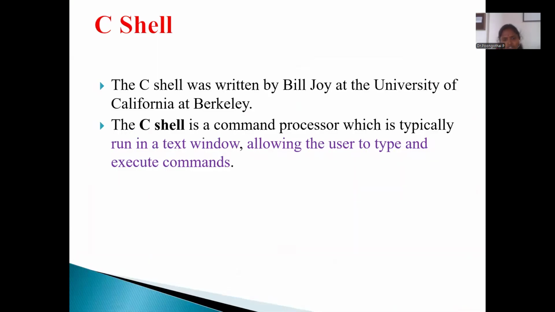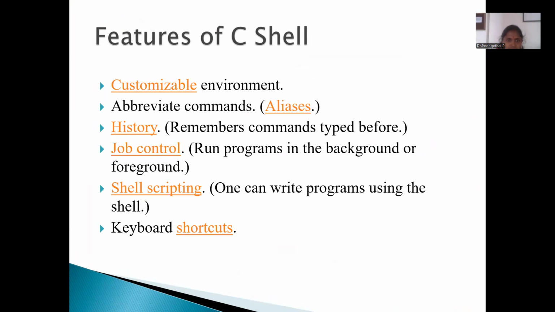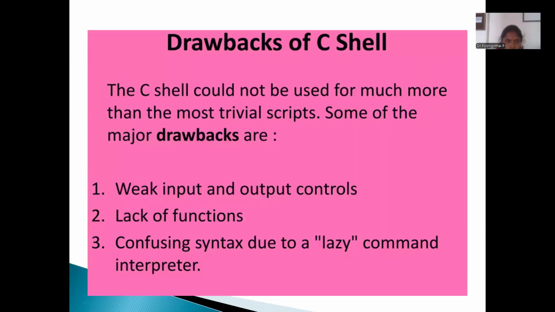Now, the C shell: what is the difference between the normal shell and the C shell used in Unix? The C shell was written by Bill Joy at the University of California at Berkeley. The C shell is a command processor which is typically run in a text window, allowing the user to type and execute commands. What are the features of the C shell? Customizable environment, abbreviated commands, history, which remembers commands typed before, job control, which runs programs in the background or the foreground, and shell scripting, where one can write programs using the shell, and keyboard shortcuts.